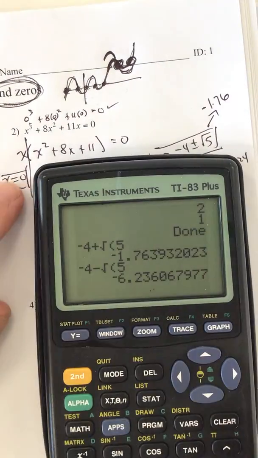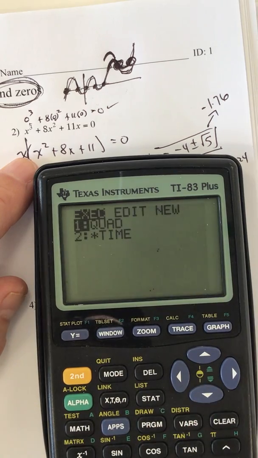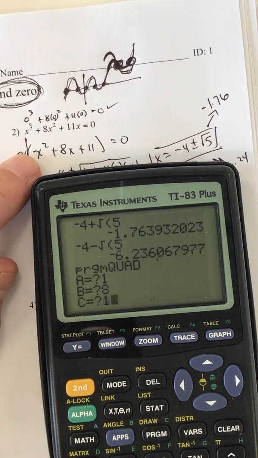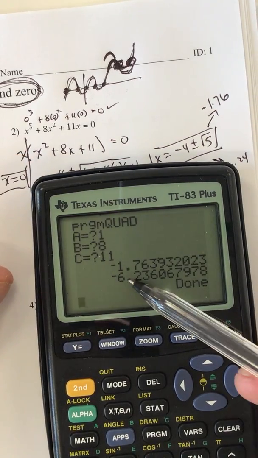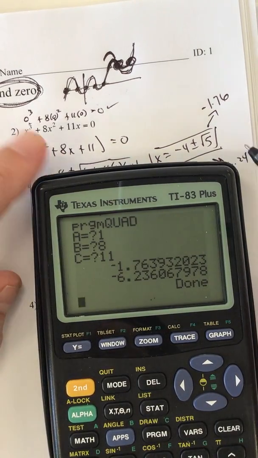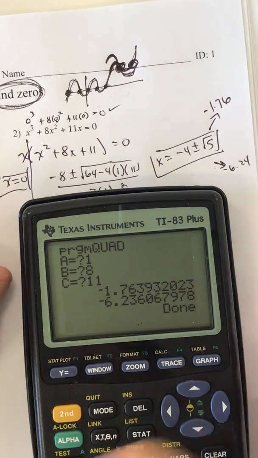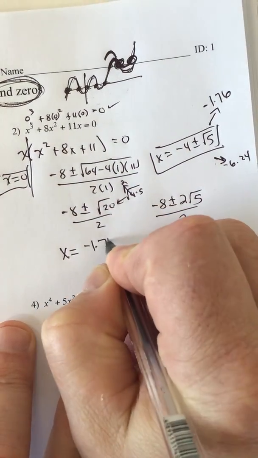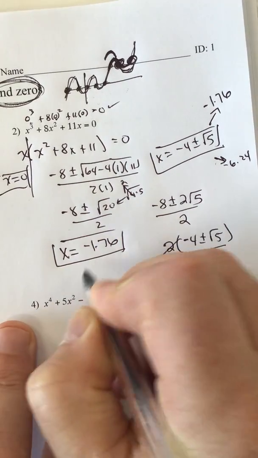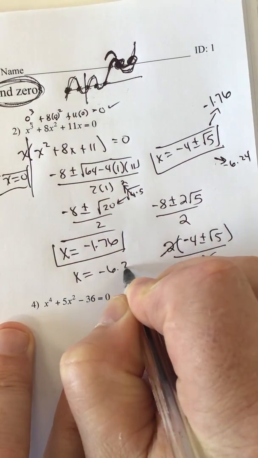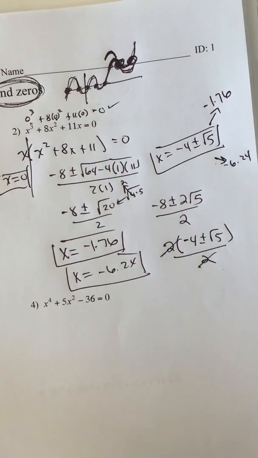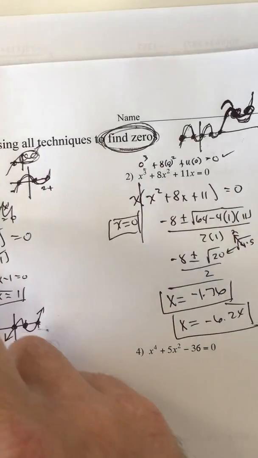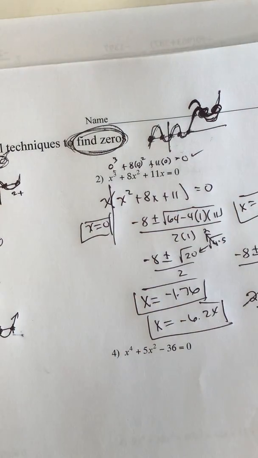But if we put that in our quad program, the A term was 1, the B term is 8, and the C term is 11. See, there's the same answers, -1.76 and -6.24. So you can answer it like that. I had you write that program so that we could use it. So -1.76 and -6.24, we could have gone right to that real quick without doing it by hand. Okay, so get to the quadratic formula. That's one strategy.